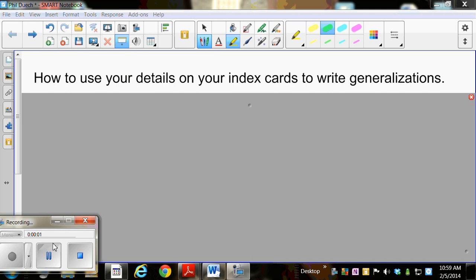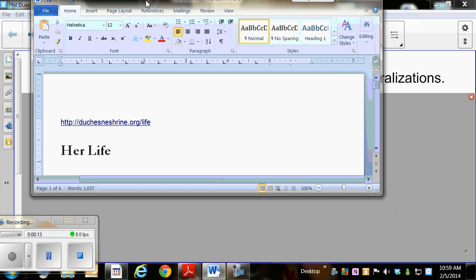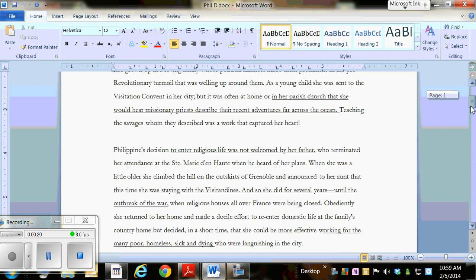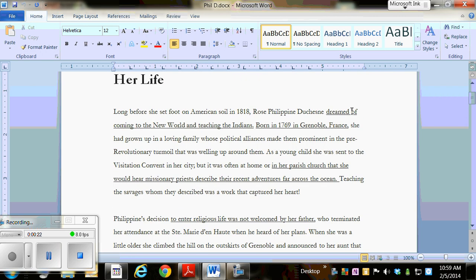So what we're going to talk about today is how to use your details on your index card to write generalizations. So everybody, yesterday you were able to find your two sources, and you have yours labeled A and B. And when you read through it, you underlined what you thought were details.